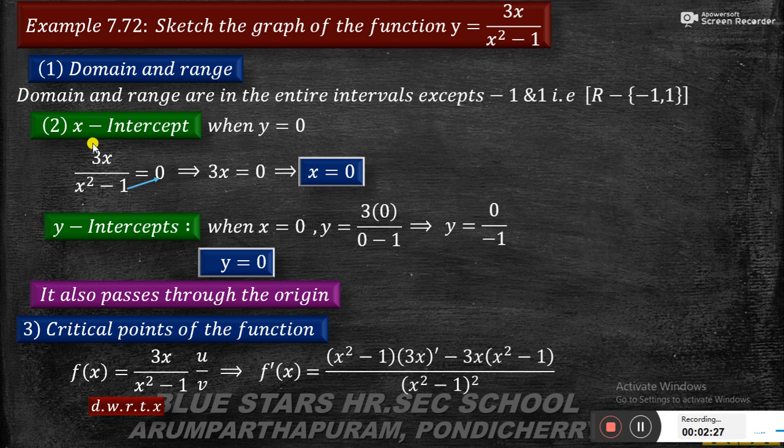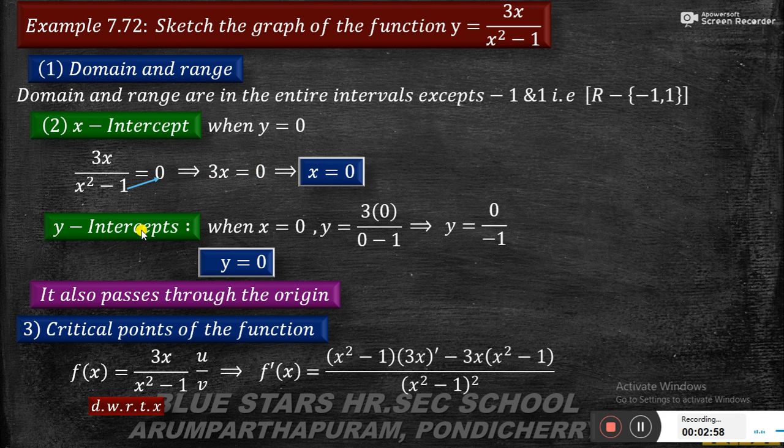Next, the x-intercept. Now I find out the x-intercept. For the x-intercept we take y equal to 0. Consider the function y equal to 3x by x square minus 1. Substituting y equal to 0, we get 3x by x square minus 1 equal to 0. Doing the cross multiplication, 3x equal to 0, so x equal to 0.